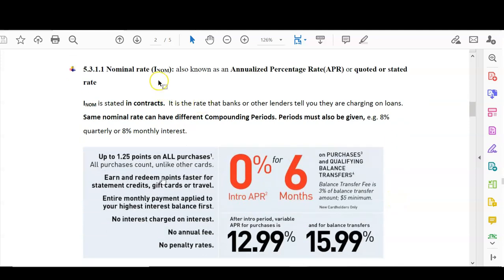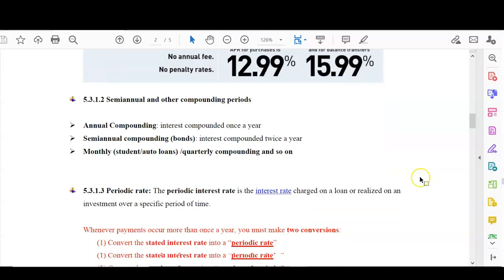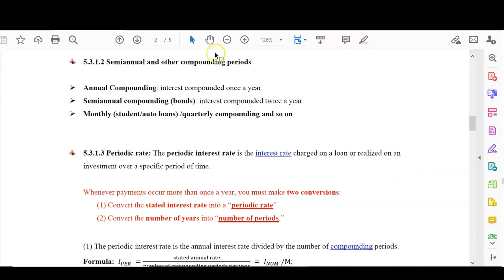So if you see INOM, nominal rates, APR, they both stand for quoted rate. And for these rates, again, they could be annual compounding, meaning the interest rates are compounded once a year. It could also be semi-annual compounding, meaning the interest rates are compounded twice a year. And they could be monthly, quarterly compounding, depending on the conditions.